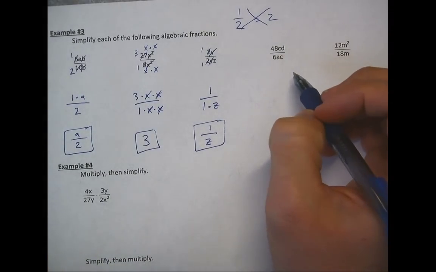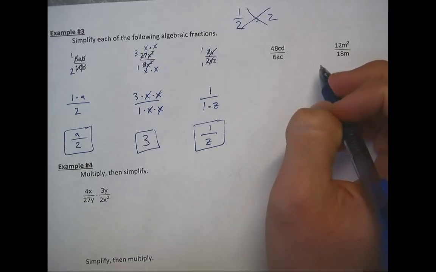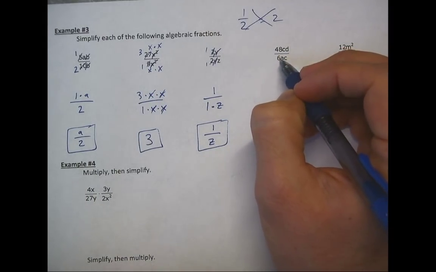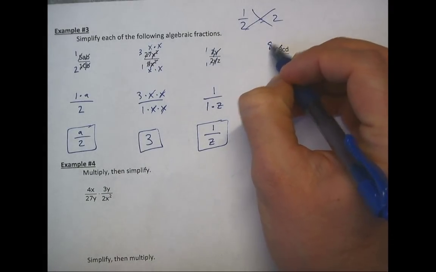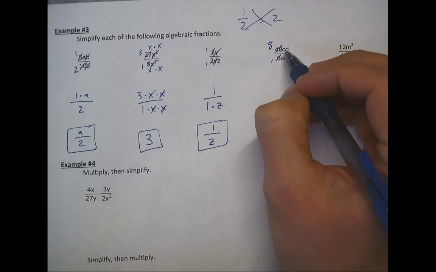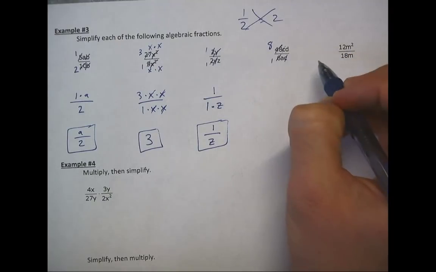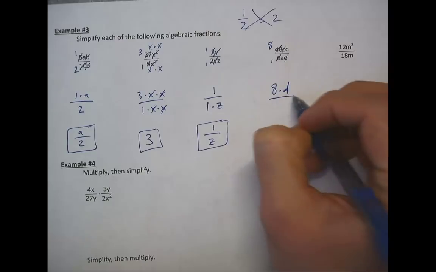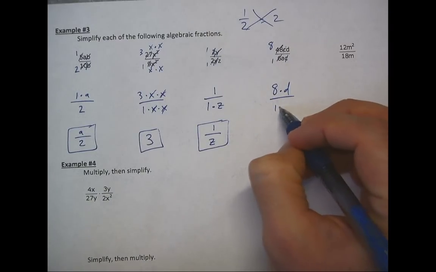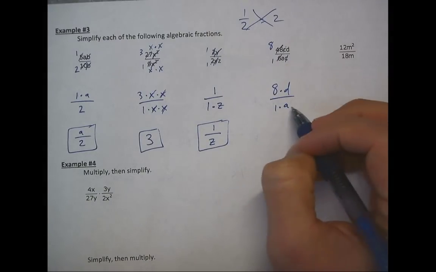All right, 48CD over 6AC. Dealing with these first. So let's divide by 6. So we're going to get an 8 on the top and a 1 on the bottom. I have a C on the top and the bottom. Let's cancel those out. So what are we left with? I'm left with A times D on the top and 1 times A on the bottom.